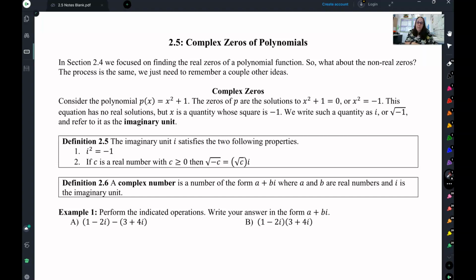Let's look at lesson 2.5. In this lesson, we introduce imaginary and complex numbers.